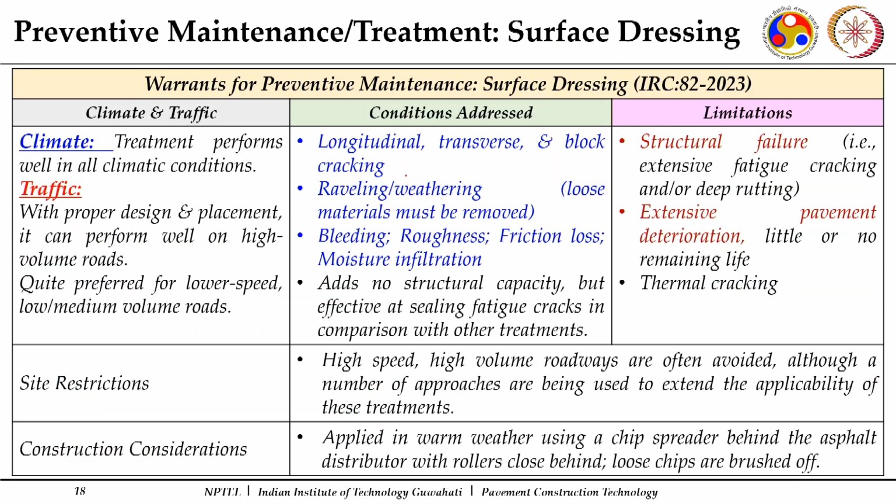As per the codal specifications, it is good for addressing longitudinal, transverse and block cracking; raveling and weathering can be well addressed through this. Bleeding, roughness, friction loss and moisture infiltration are again some of the aspects which can be addressed. But simultaneously it says structural failures cannot be addressed through surface dressing. If extensive deterioration or fatigue cracking is there, then it does not add to your structural capacity. So, this is again an important aspect which needs to be taken care of.